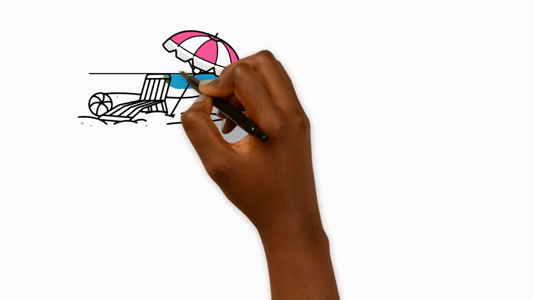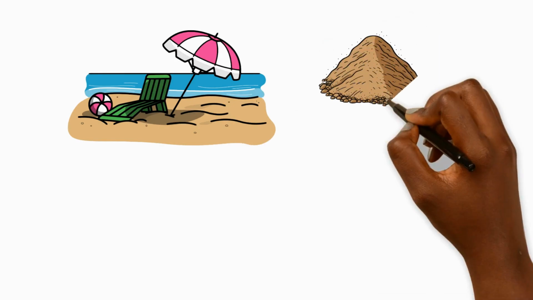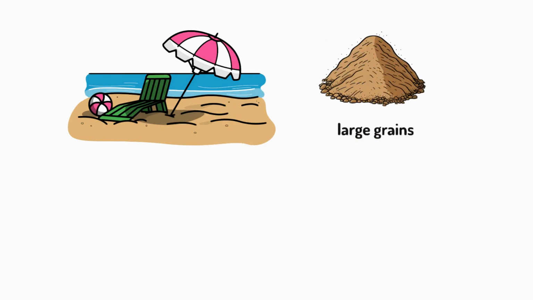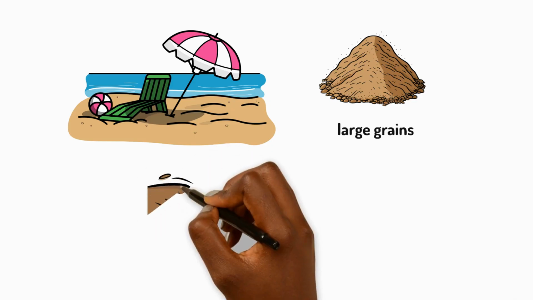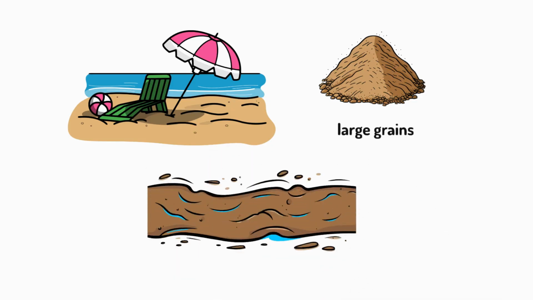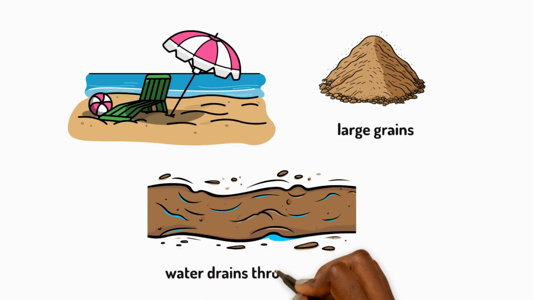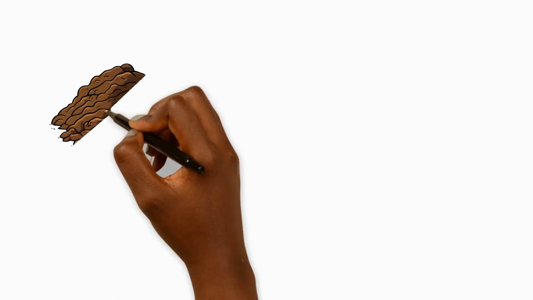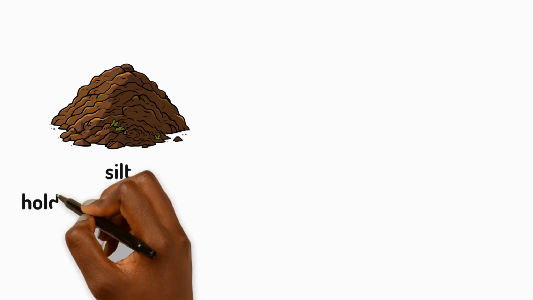We can make sand castles at the beach. Sand has large grains and feels grainy between our fingers. Sand doesn't hold water well. Pour water on it and watch it drain away. Next is silt. Imagine the flour-like texture, smooth but a little bit grainy. Silt can hold on to some water, making it a comfy home for plant roots.